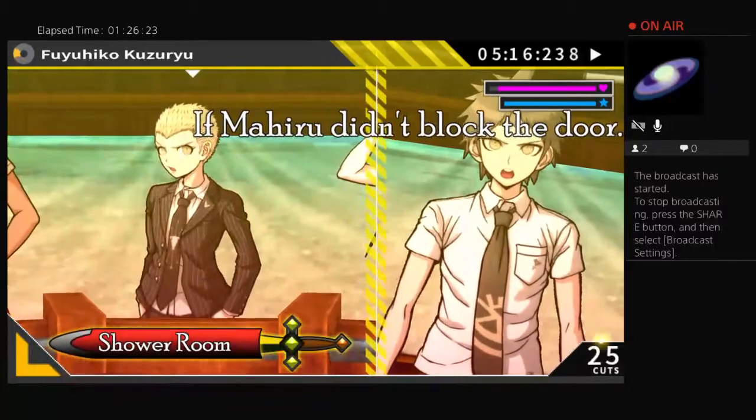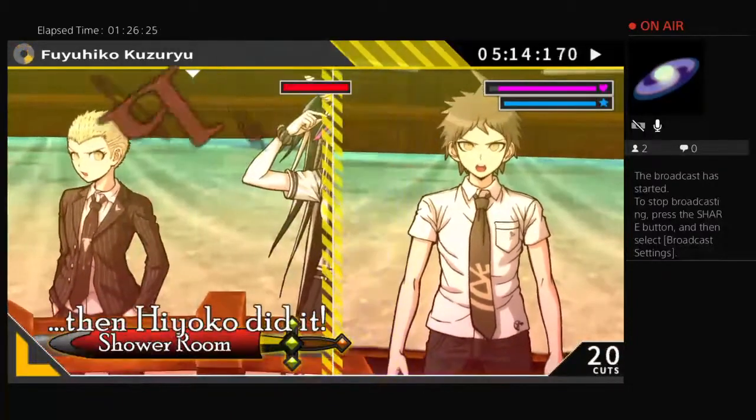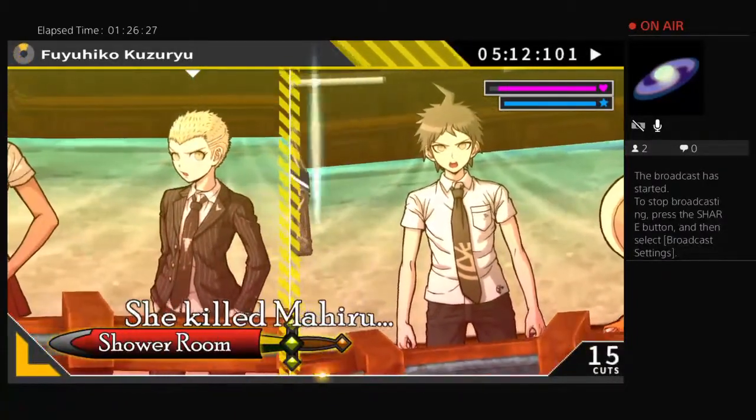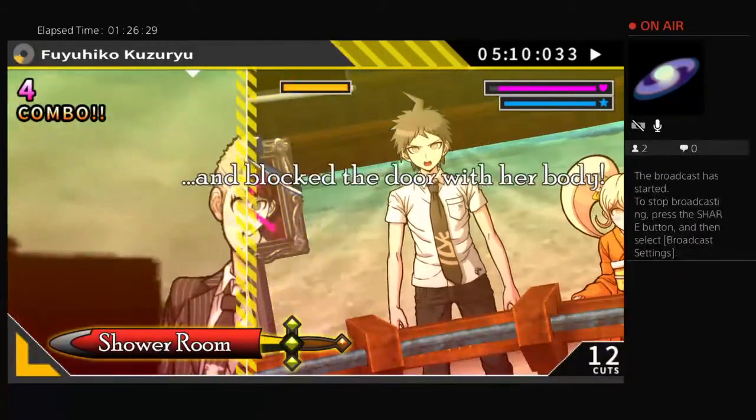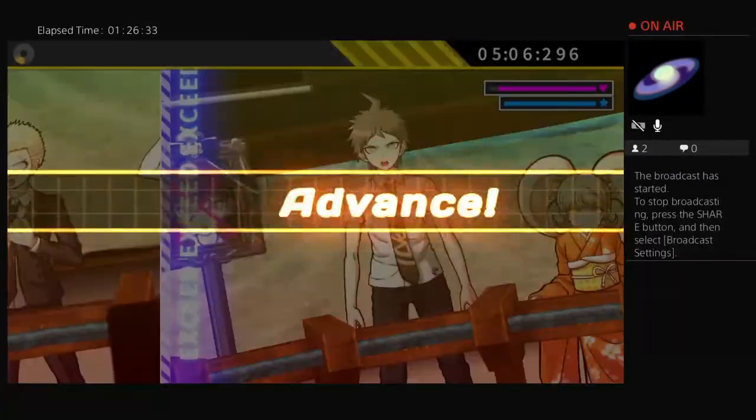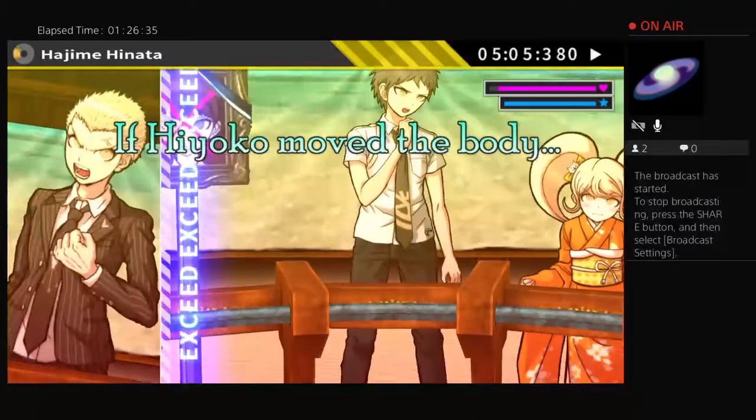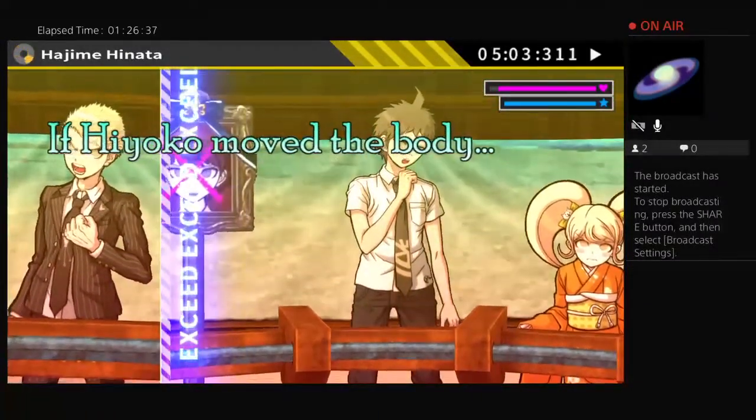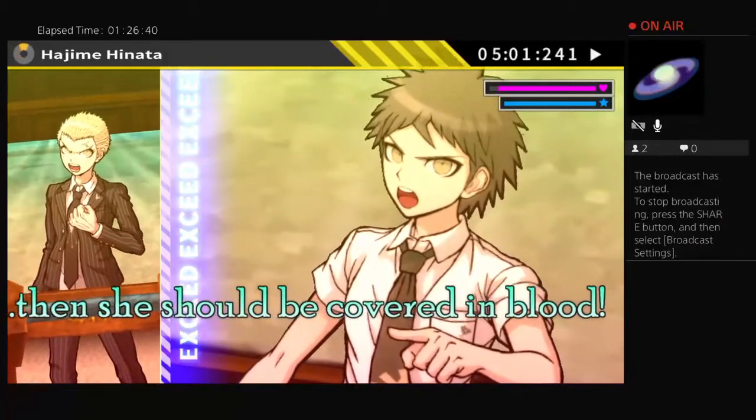If Mahiru didn't block the door, then Hiyoko did it. She killed Mahiru and blocked the door with her body. Hiyoko is the only killer I can think of. If Hiyoko moved the body, then she should be covered in blood.